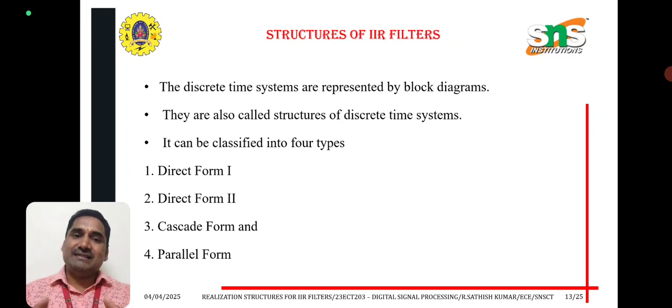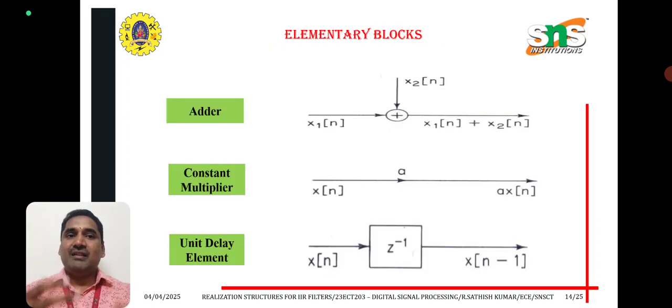Next one, structures. The discrete time systems are represented by block diagrams. They are called structures of discrete time systems. They can be classified into direct form 1, direct form 2, cascade form and parallel form.